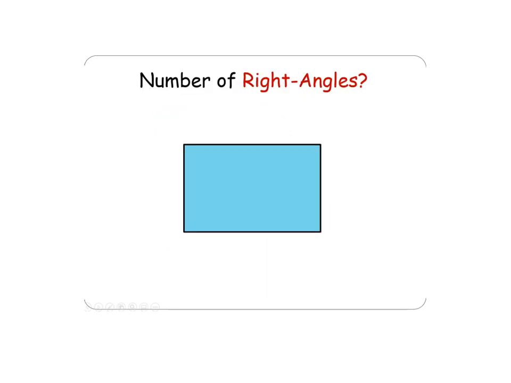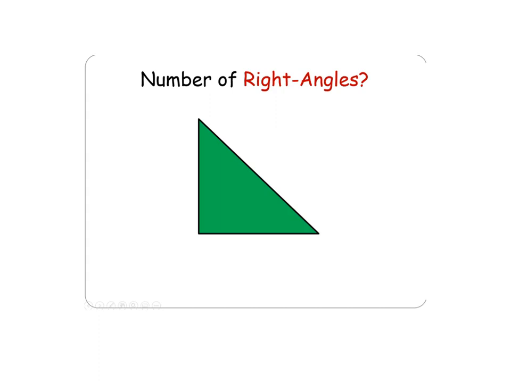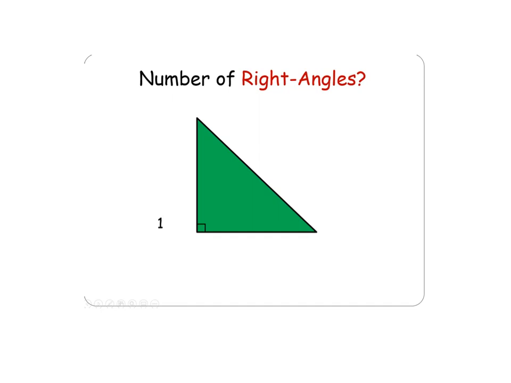How many right angles do you think this rectangle has? Pause the video and have a think. And the answer is 4, 1 in each corner. How many right angles does this triangle have? Pause the video and have a think. The answer is only 1.